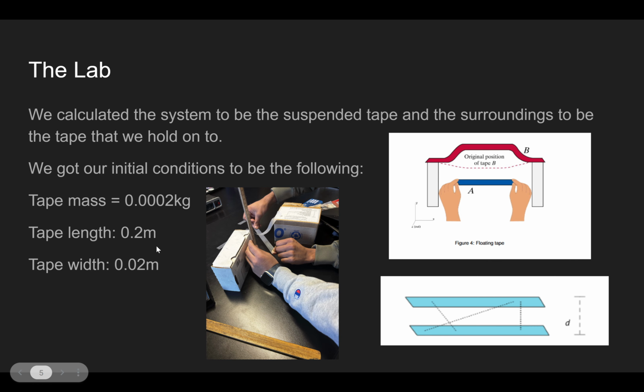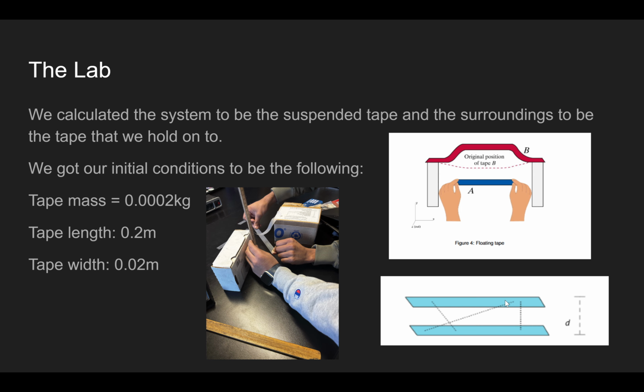And so in the lab, we defined the system to be the suspended tape and the surroundings to be the tape that we hold on to. And then we got our initial conditions to be the following. The mass of the tape, we got 0.002 kilograms, the tape length to be 0.2 meters, and the tape width to be 0.02 meters. And this is just a picture of us during one of our trial runs.